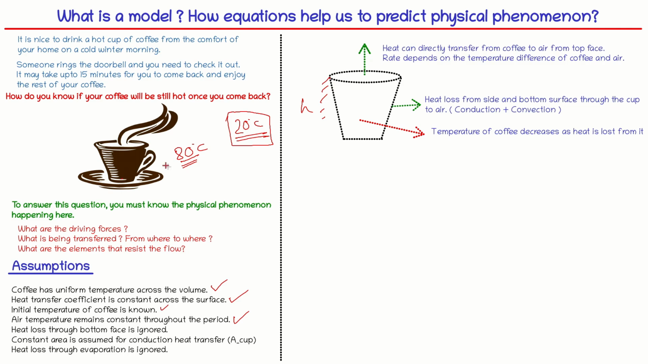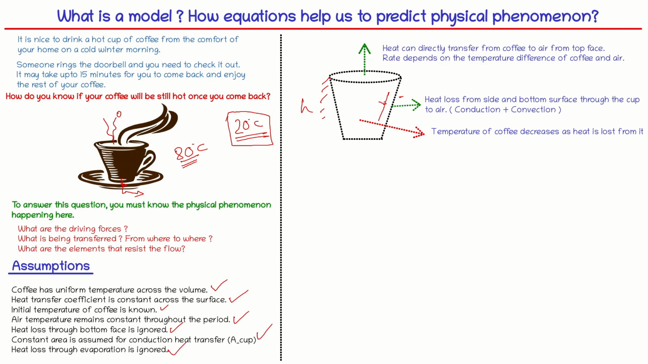Now, the bottom face where the mug is connected with the saucer and then the table and so on, that part of the heat loss is ignored. We are not accounting for that. Then, to simplify the conduction equation to use Cartesian coordinates instead of radial coordinates, we are assuming that there is constant surface area on the inner wall and outer wall of the coffee mug. And there is no coffee getting evaporated and mixed with air. So there is no mass transfer happening. It's purely a heat transfer problem.